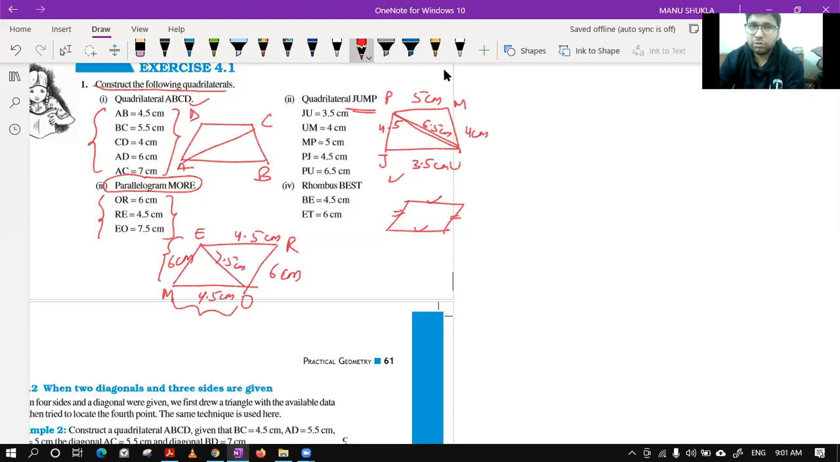Now it is the same question. We can easily make this using compass and scale. Similar is the fourth part. Rhombus BEST you have to make. So like this, a rhombus BEST you have to make. Again the rough diagram first, in which BE is given as 4.5 centimeters and ET is given as 6 centimeters.